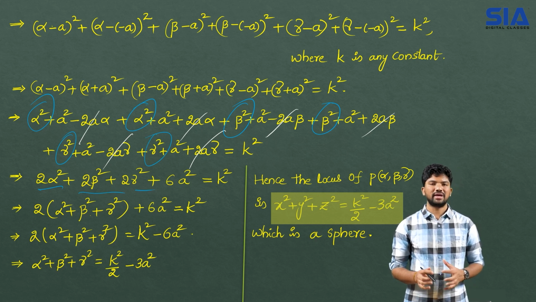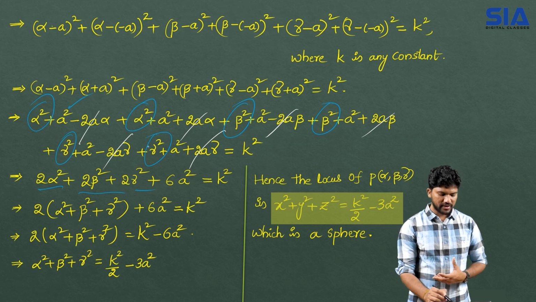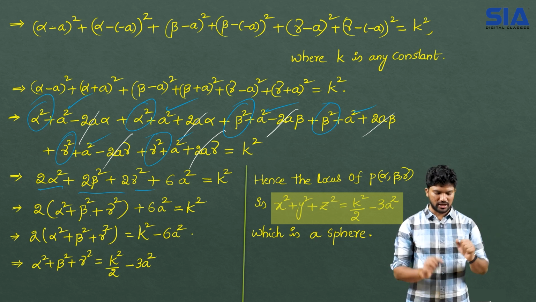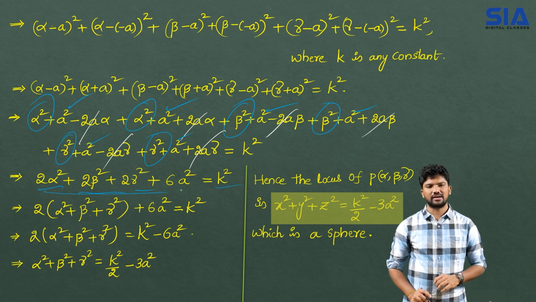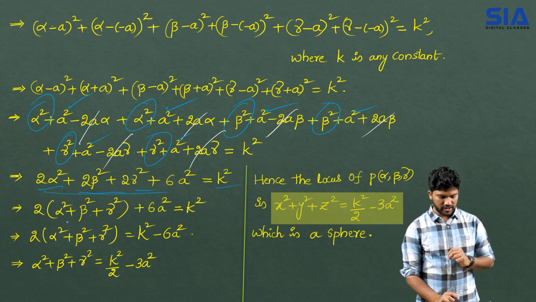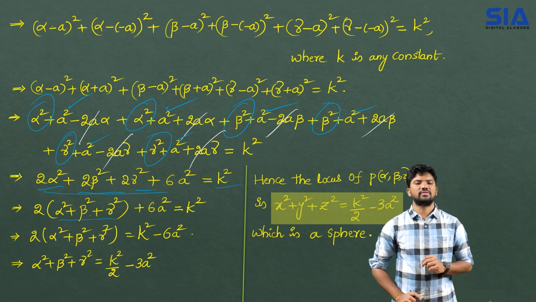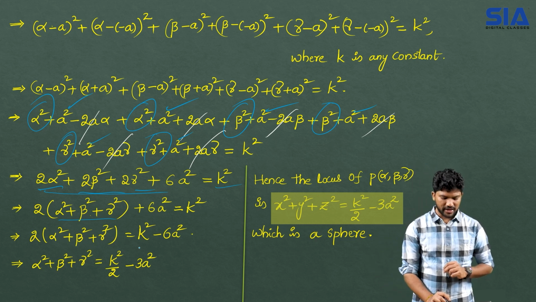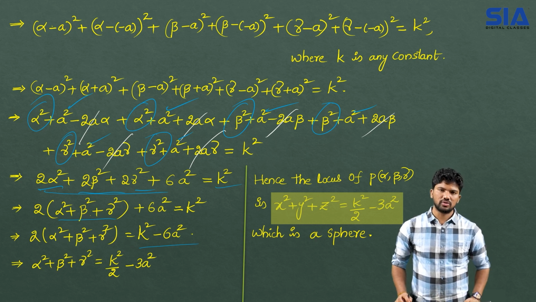After that how many a squares are there? 6 a squares are there totally. So 6a square is equal to k square. So now from the first 3 terms take 2 common. If you take 2 common, 2 into (alpha square plus beta square plus gamma square) plus 6a square, I am writing as it is, equal to k square.